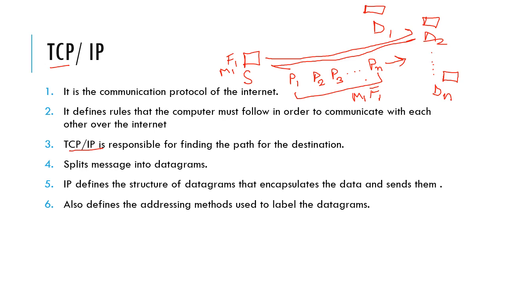IP defines the structure of the datagram that encapsulates the data and sends it. So Internet Protocol defines the structure of this datagram. It is sending the packets or datagrams, but the structure of this packet will be defined by the Internet Protocol. So we have a datagram. Let us just keep one name for now, packet. It is made up of two parts, as I mentioned. One is the data in it, and another is the address of the destination. So a packet is made up of two parts.